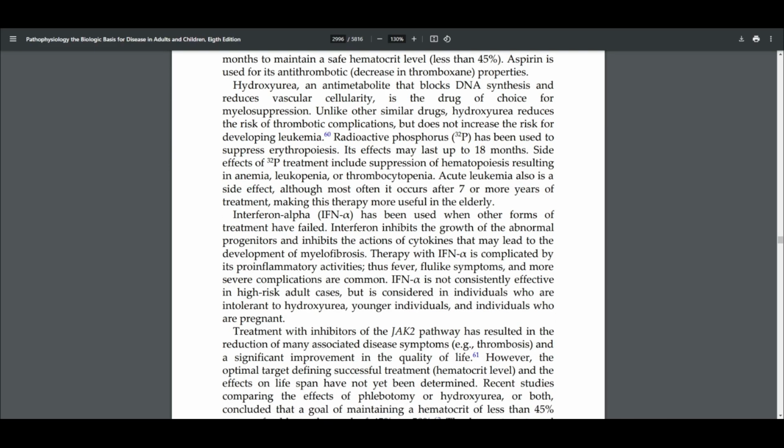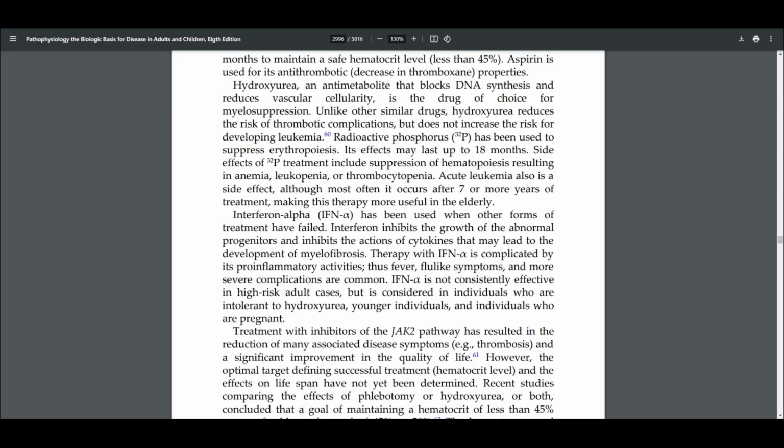Hydroxyurea, an antimetabolite that blocks DNA synthesis and reduces vascular cellularity, is the drug of choice for myelosuppression. Unlike other similar drugs, hydroxyurea reduces the risk of thrombotic complications, but does not increase the risk for developing leukemia.